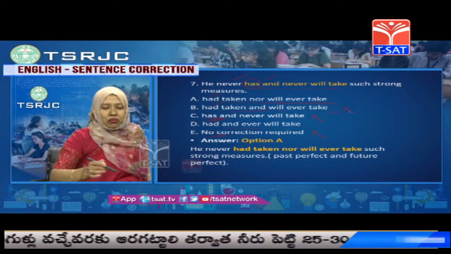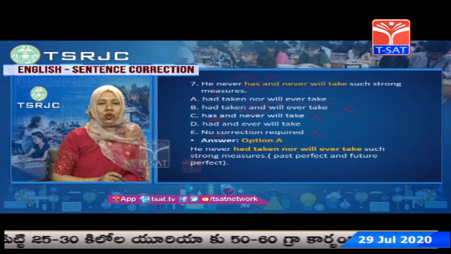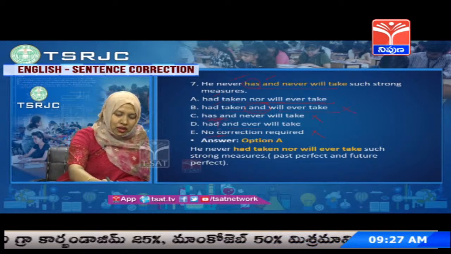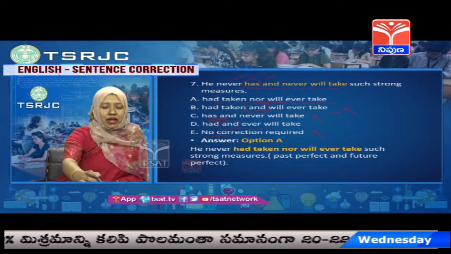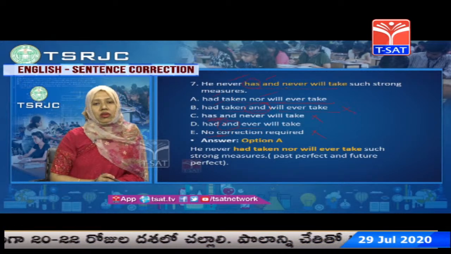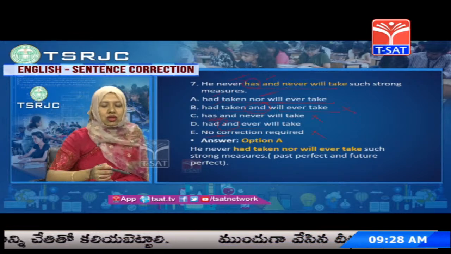This is a wrong one because and is given. We cannot use and conjunction here. So, you can eliminate this. Again, here also in this option you can see and conjunction is used. You should use coordinating conjunction nor. He has never, because here never is there, you should use nor.